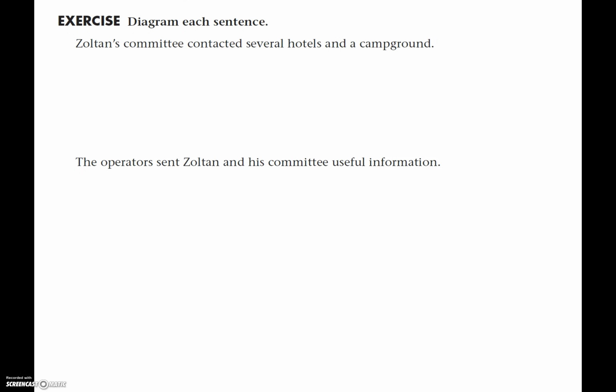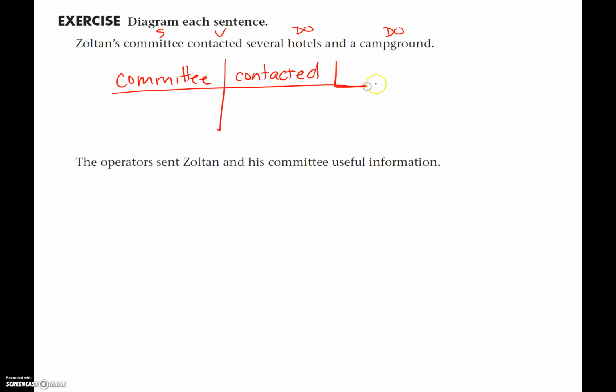Go ahead, pause, try these two. In the first one, we have the committee contacted hotels and campgrounds. So that's two direct objects. So when we diagram this one, we are going to have our half vertical, and then as we go out, branch into our compound direct object. So hotels is going to go on the top, campground is going to go on the bottom.